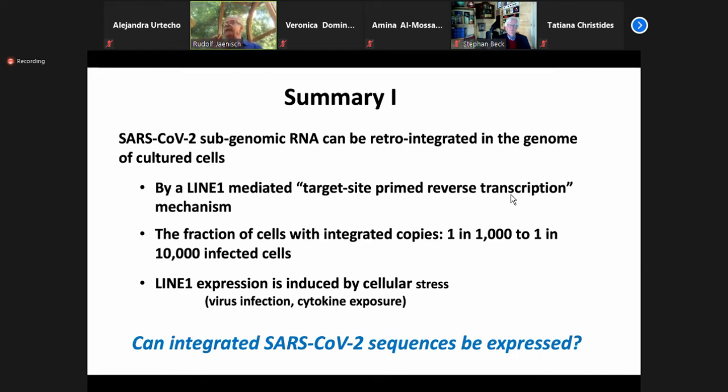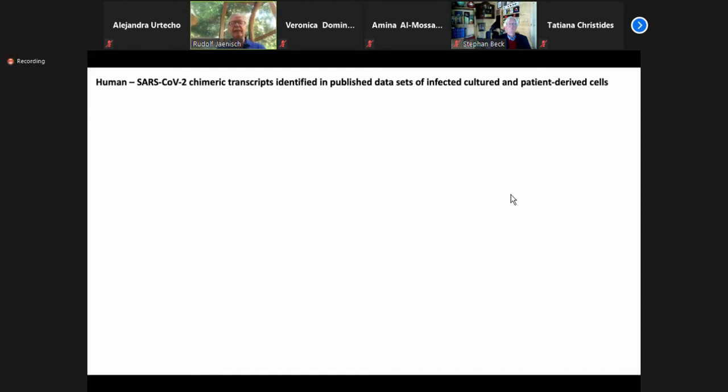So the key question is, can integrated SARS-CoV-2 sequences be expressed? I think that's a key question. Can it be expressed in cultured cells, or can it be expressed in patients? So let me come to this. And this brings me back now to experiments we were forced to publish in December in a preprint on bioRxiv, which I regret deeply that I ever did, but we were forced. So let me go through these data.